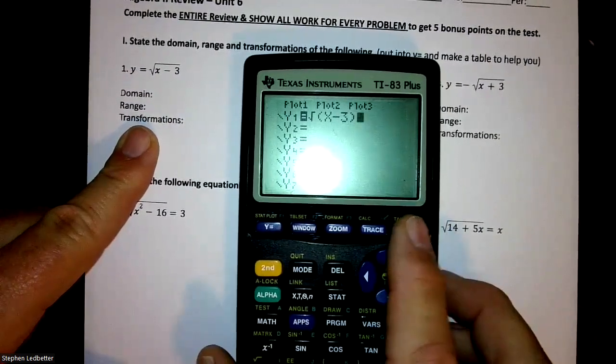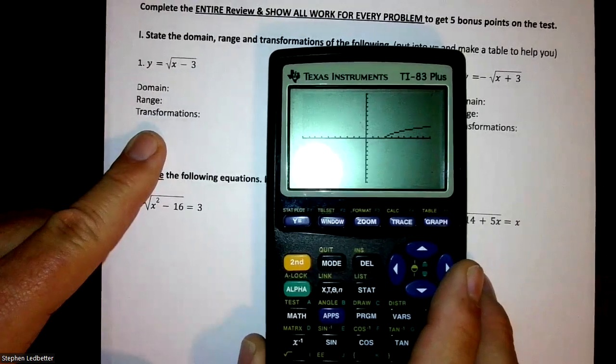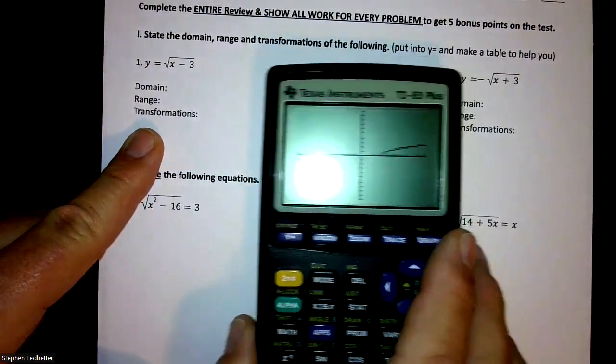I'm going to hit graph because I think it's easier to see it. So there's my graph right there. You can see where it is, and this is really helpful.